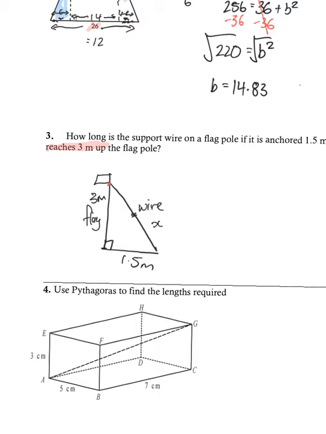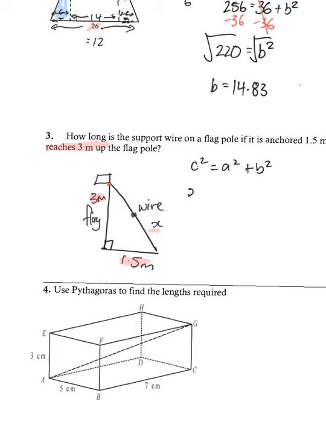Okay, so with our picture, it makes it easier to identify that this is a right angled triangle. We've got a base of 1.5 meters, we've got a height of 3 meters, and we've got to find what our length of our support wire is. Okay, and we can do that again using Pythagoras' theorem. C squared equals a squared plus b squared. Again, it doesn't matter which way you write it around.